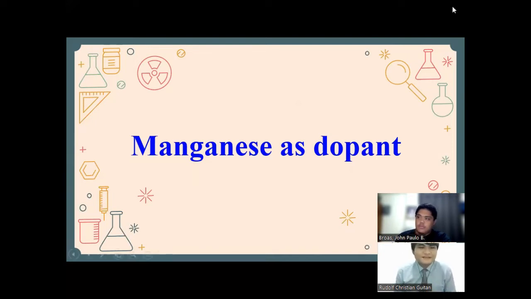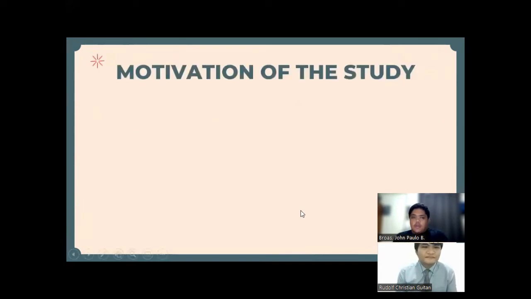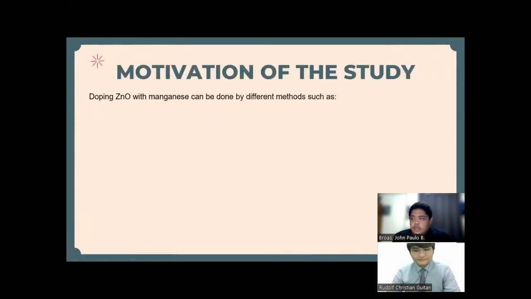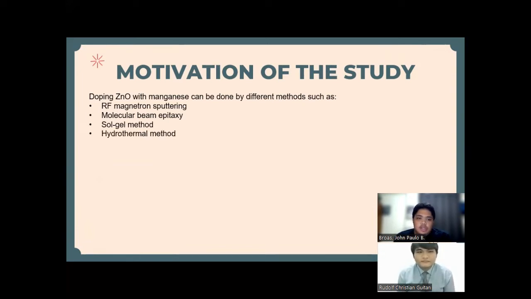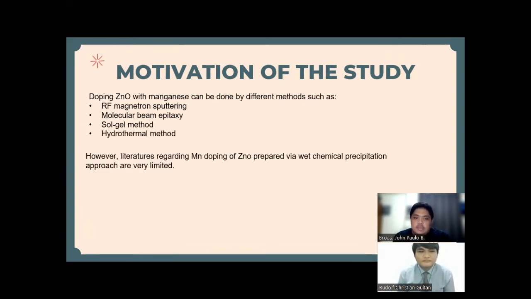Next slide, please. Now, for the motivation of the study. Doping zinc oxide with manganese can be done by different methods such as RF magnetron sputtering, molecular beam epitaxy, sol-gel method, and hydrothermal method. Among these methods, sol-gel and hydrothermal methods are among the most attractive options because they can be carried out at room temperature, produce high purity levels, and are generally low cost.